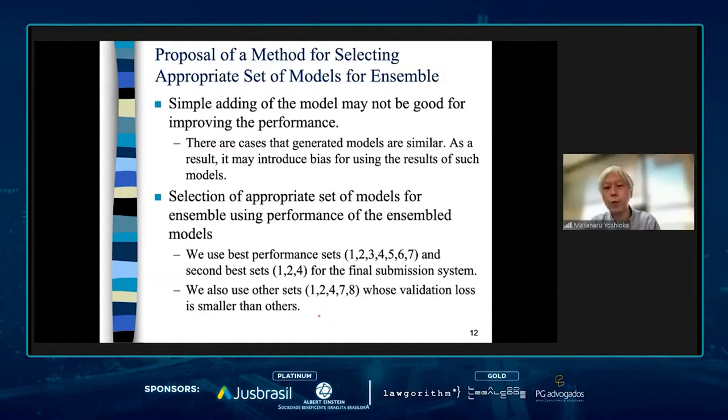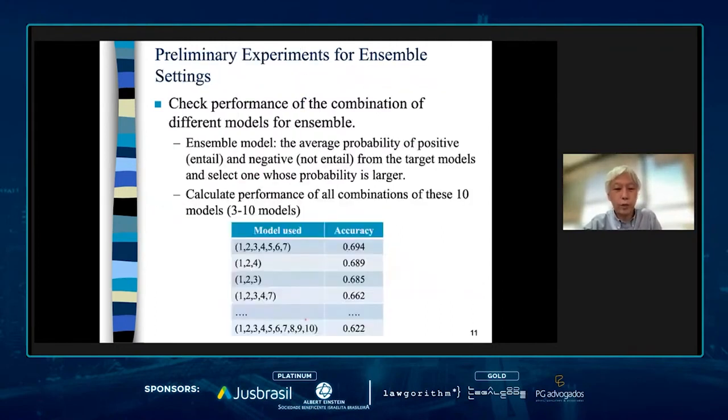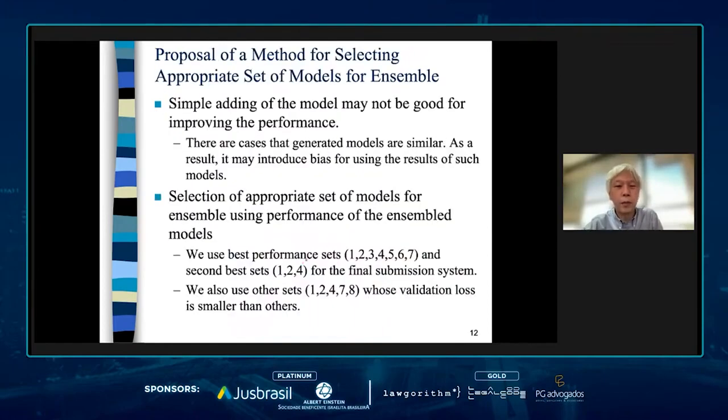From this result, we found that simply adding models may not be good for improving performance. So it is necessary to have a mechanism to select the appropriate set of models for ensemble. So we use evaluation data, because these 2 sets are good for testing on the training data. We are picking up these pairs for one of the best performance systems of the submission.